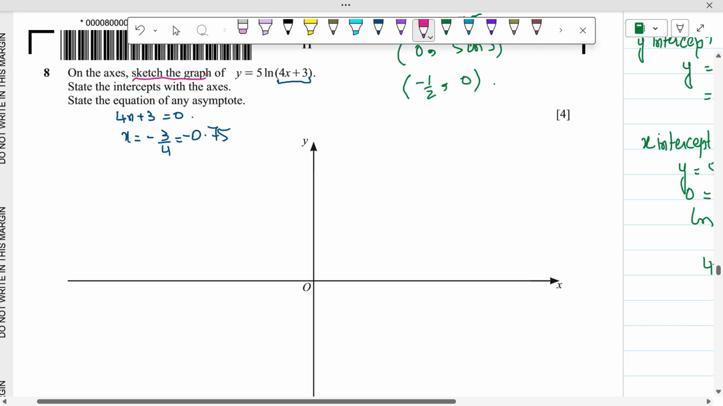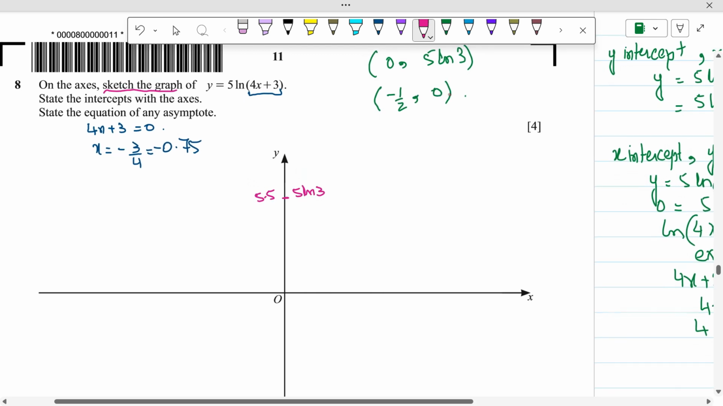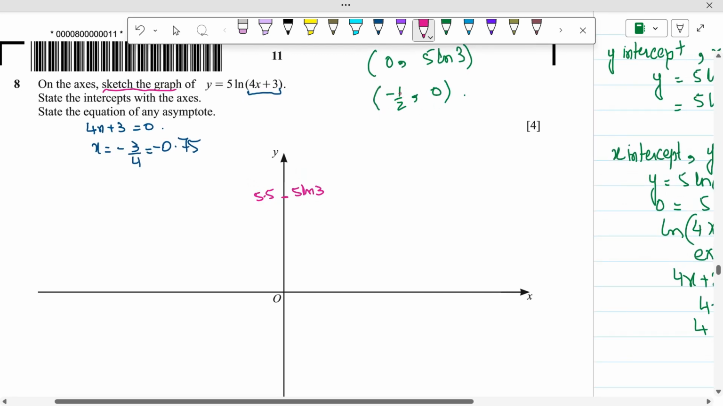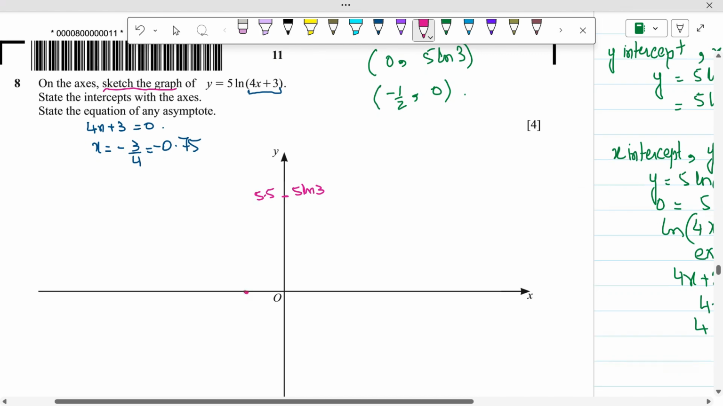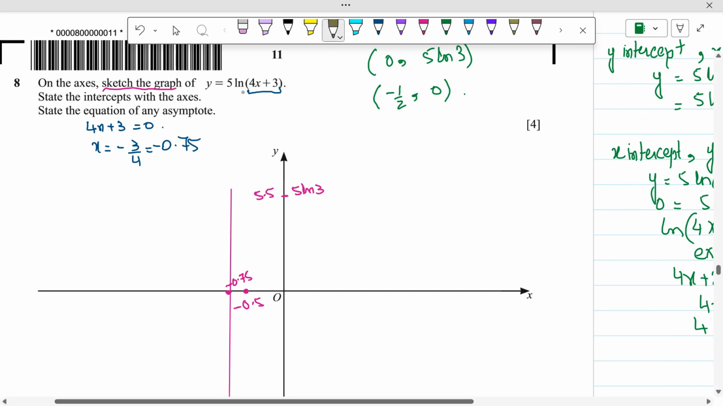Also, we need to sketch the graph. So let's start from the intercept. When x is 0, y is 5 ln 3, which is here, almost 5.5. And when the y coordinate is 0, the x coordinate is -0.5. This is -0.75, and the asymptote will be like this. So the sketch of the function 5 ln(4x + 3) approaches the asymptote like this, and in this case, it will be like this.